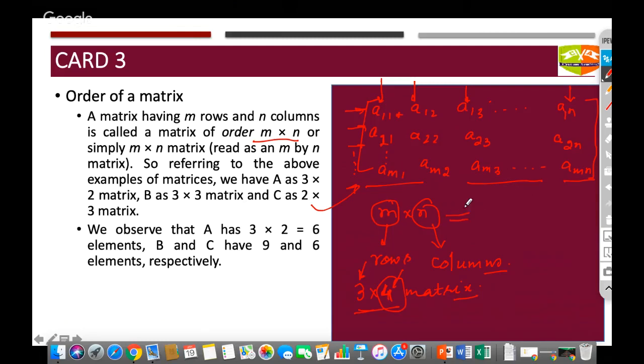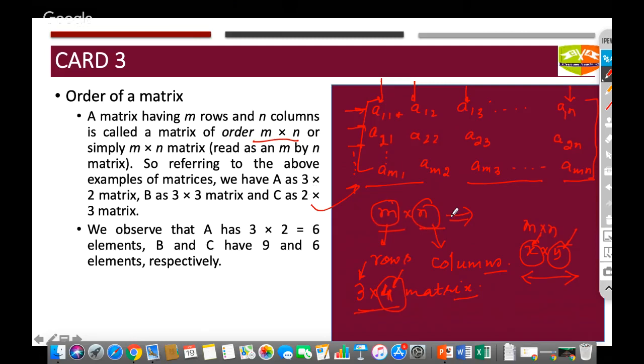I have seen myself while teaching that whenever this kind of question is given, like m into n or x into y, and asked how many rows, how many columns, people do make mistakes. So do have clear conceptual clarity on this: the first one is the number of rows and the second one is the number of columns. The order of the matrix is pronounced like this.